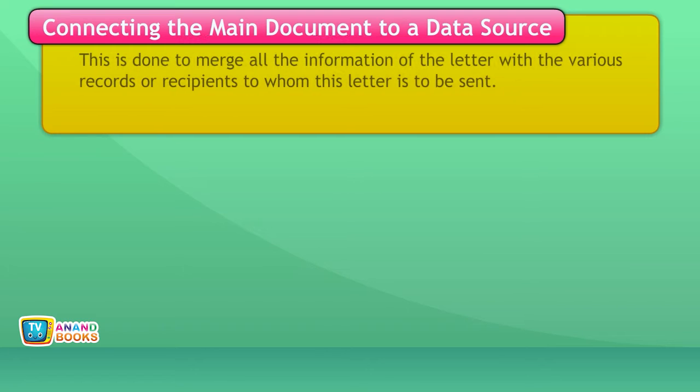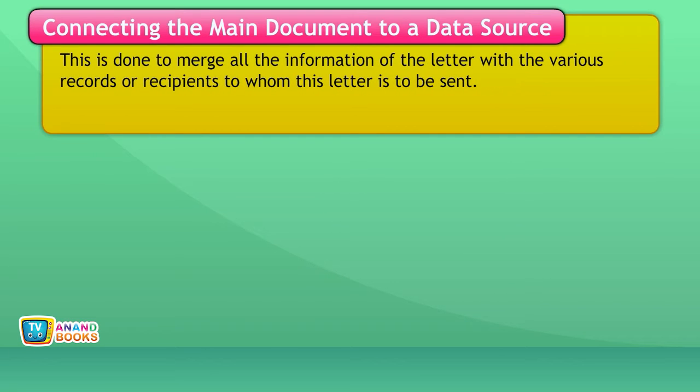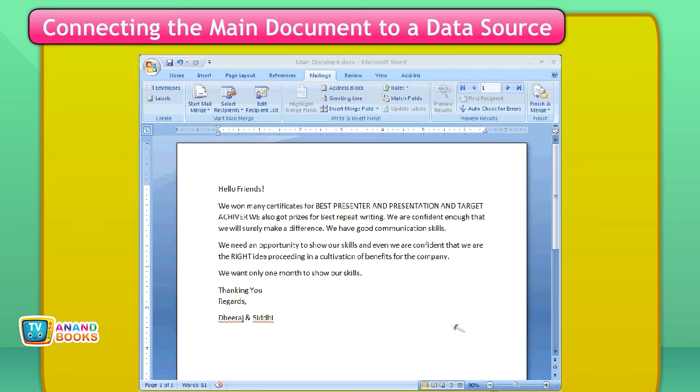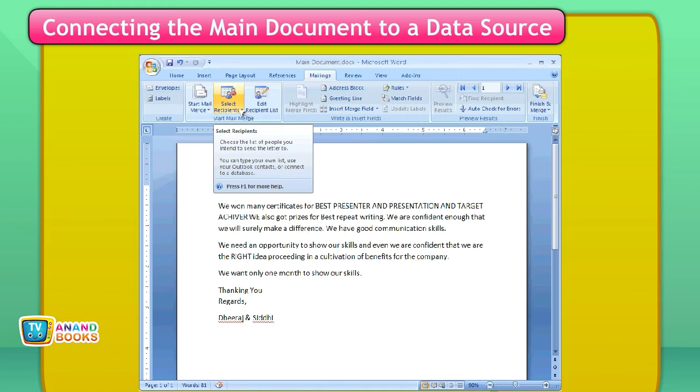Connecting the main document to a data source. This is done to merge all the information of the letter with the various records or recipients to whom this letter is to be sent. Let us perform the following steps to connect the main document to a data source. 1. On the Mailings tab, under the Start Mail Merge group, click Select Recipients. A drop-down list appears. 2. Click Type New List from the drop-down list.